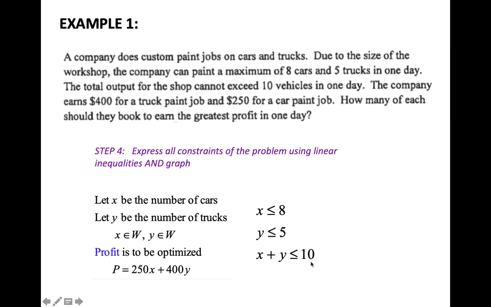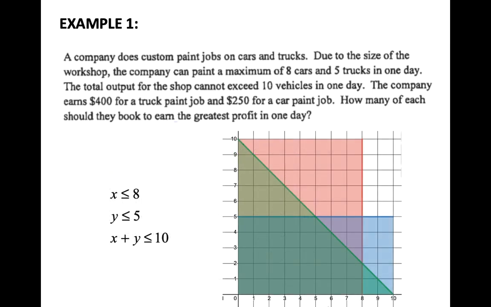Okay, next step, graph them. And here you have a graph that's kind of describing this. You can see here's X equal to 8 and all the values that are smaller than that. Here's Y is equal to 5, and so all the values that are smaller than 5. And here's your diagonal line, X plus Y equals 10. You see the X-intercept and the Y-intercept are both at 10. So you've got a diagonal line and you're going to shade underneath it.